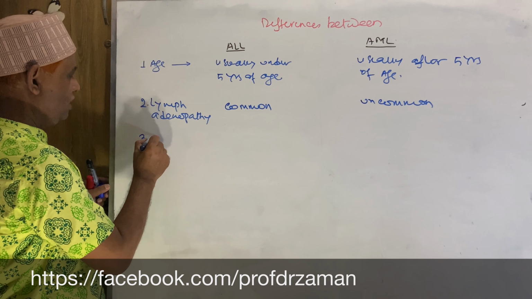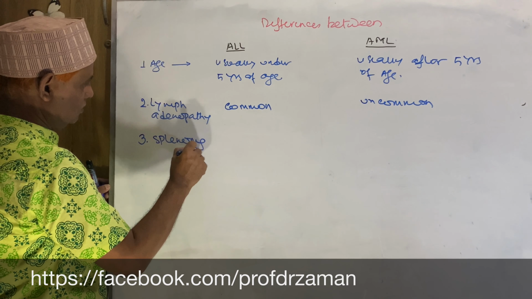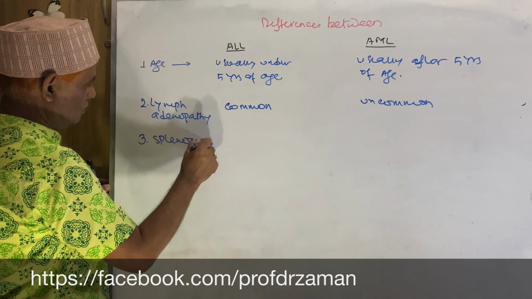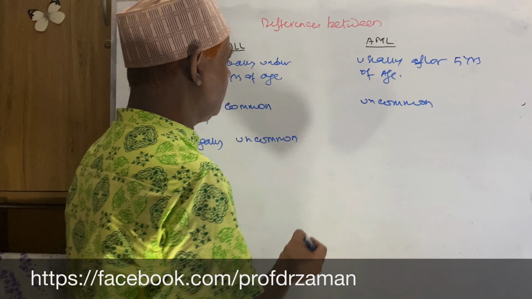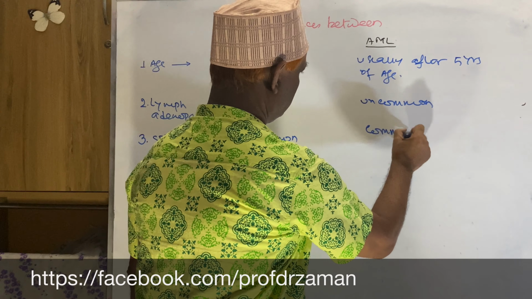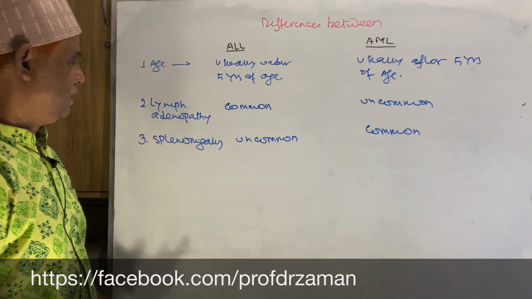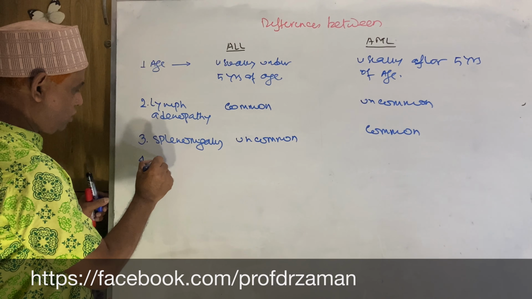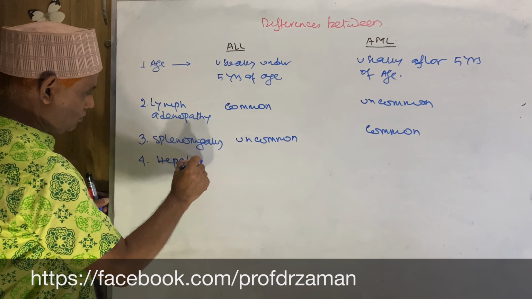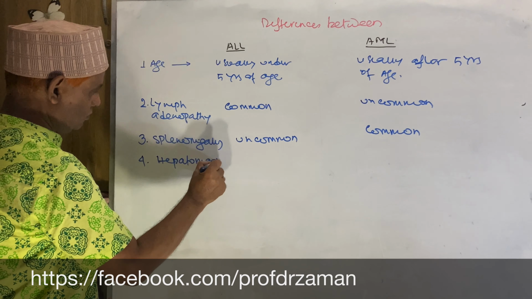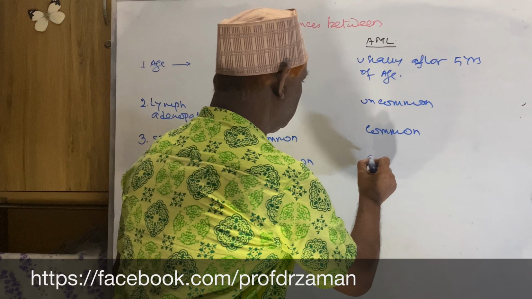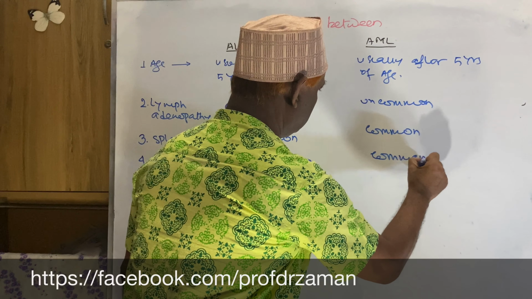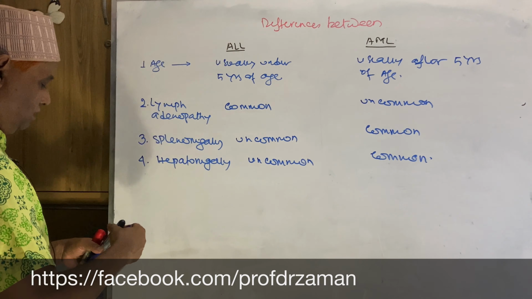Number three, splenomegaly. Splenomegaly is uncommon in acute lymphoblastic leukemia and common in acute myeloblastic leukemia. Then hepatomegaly. Hepatomegaly is uncommon in acute lymphoblastic leukemia and common in acute myeloblastic leukemia.